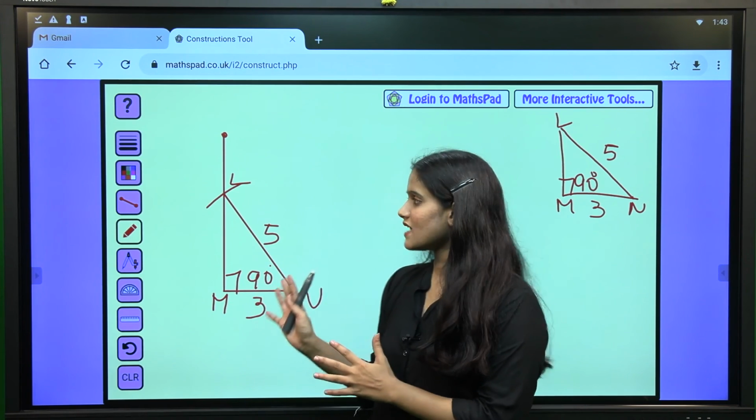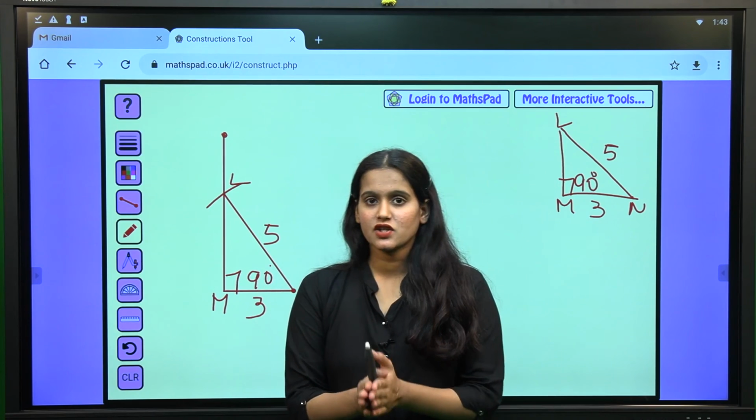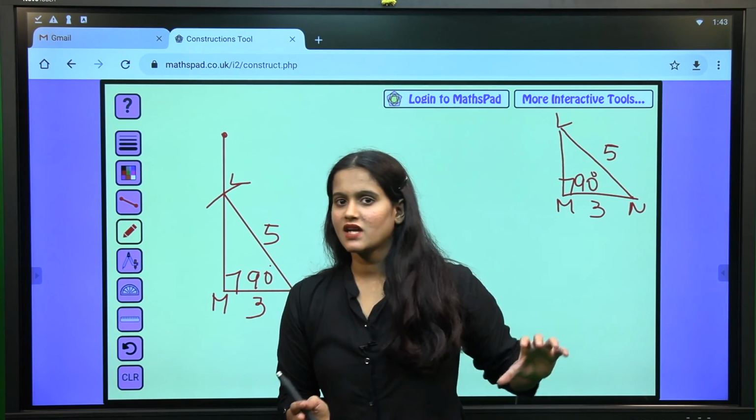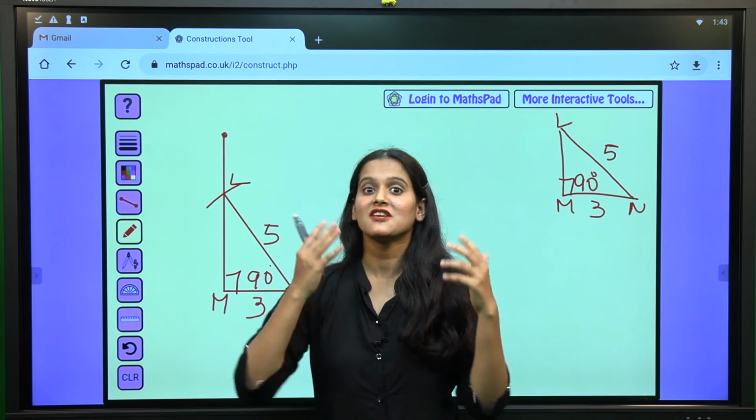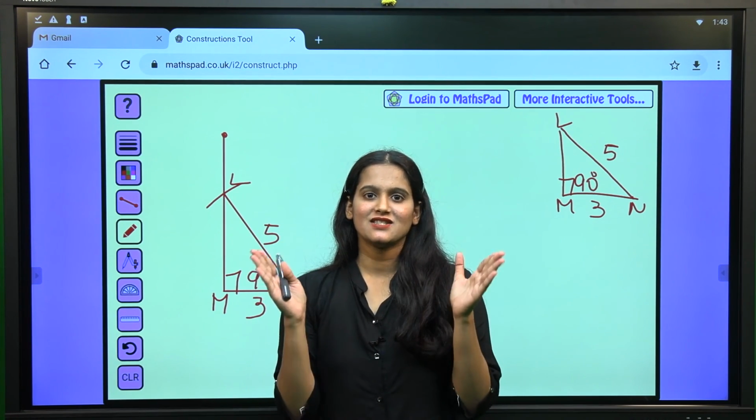So this is about the chapter practical geometry. Here we studied the construction of parallel lines and different types of triangles based on the given values. Yeah. So by this I'll end this topic.